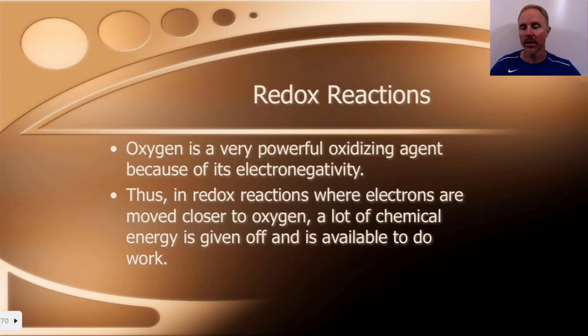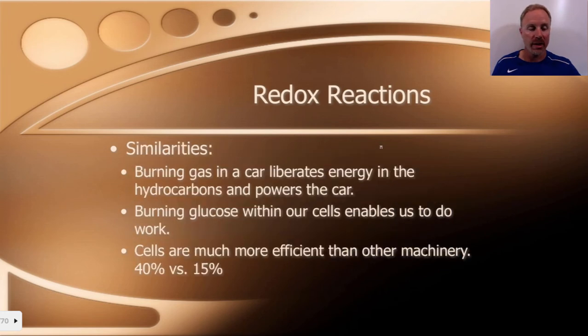Now oxygen, because of its proximity to fluorine, that upper right hand corner of the periodic table, is very electronegative. It's a very powerful oxidizing agent because it has the ability to strip the electrons off of many other atoms. And in doing so, when we're running these redox reactions using the oxygen to do this, the electrons get moved closer to oxygen, and in the process, small amounts of energy are given off, and this energy is what's going to be used ultimately to generate ATP.